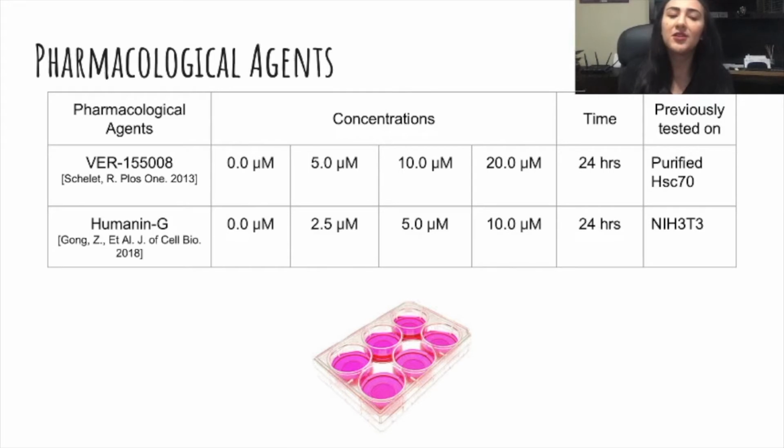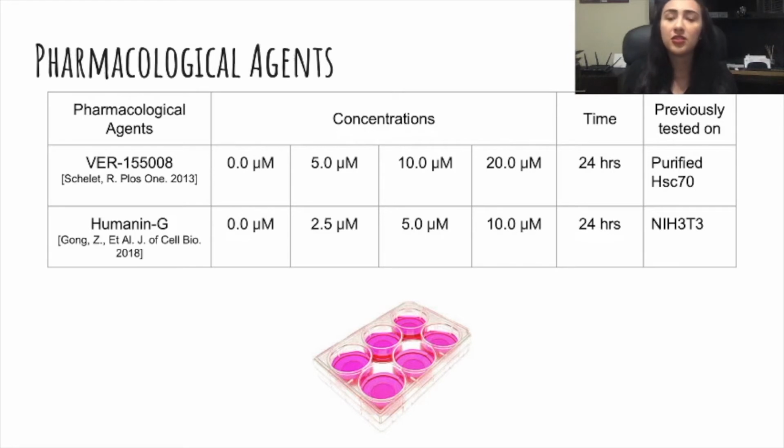For our inhibitor, we use BER 155008, and I will just be calling it BER from now on, in which the concentrations that we selected were previously tested on Hsc70, and it was just the Hsc70 chaperone molecule, so we really didn't know how it will interact at a cell level. And then for our activator, we chose humanin G, which was previously tested on rat liver cells. And these are the concentrations that we came up with.